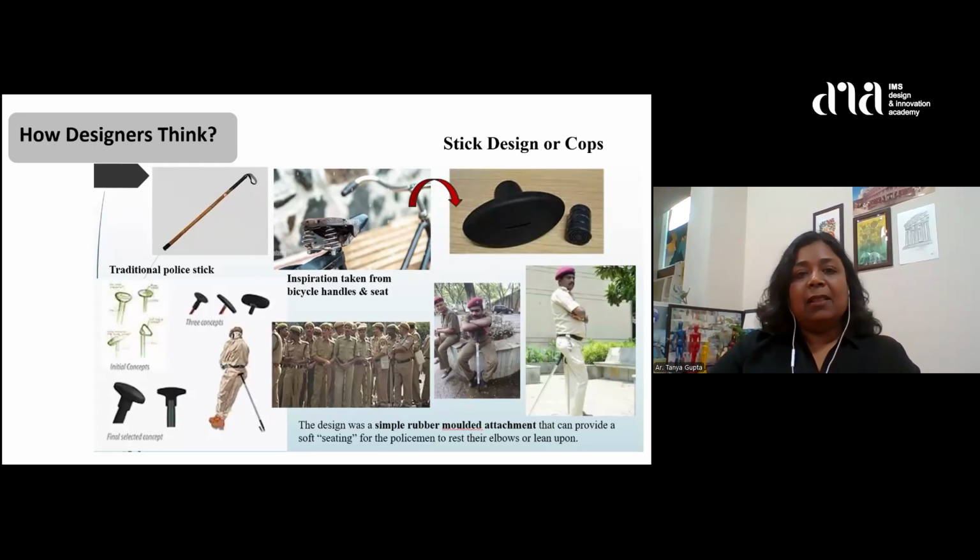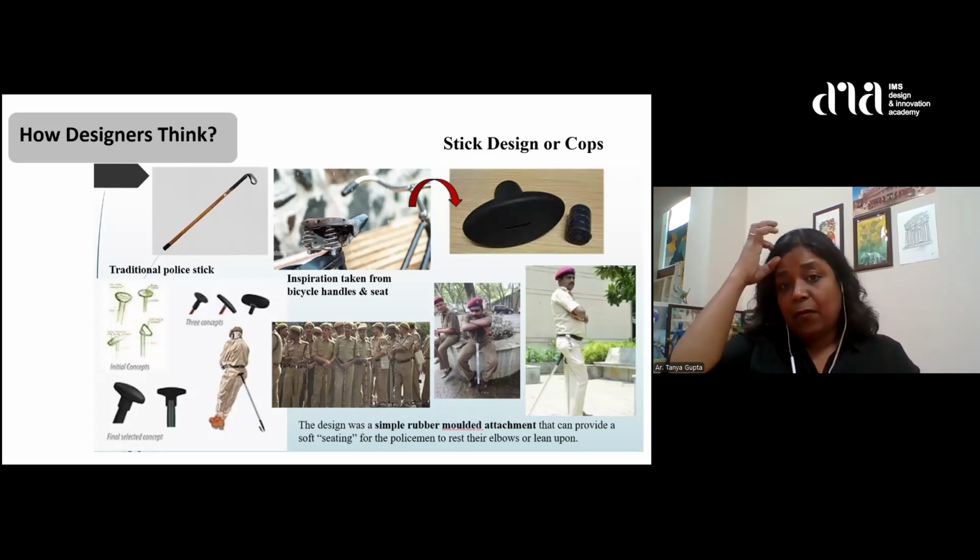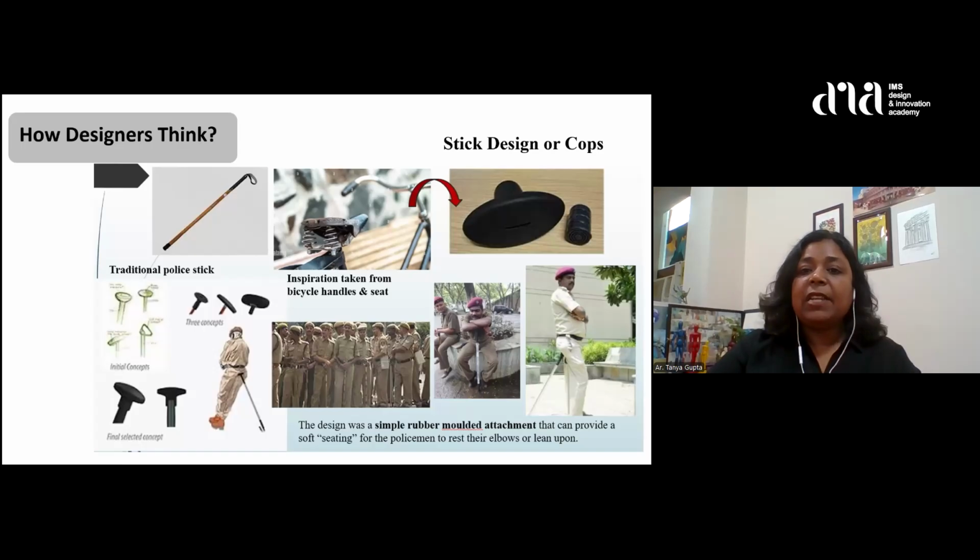And they cannot carry a chair with them all the time, or sit on a chair as their job demands. So that was the problem given to the designers of IIT Bombay: we want something which can be customizable with the stick, or the danda, that these cops carry, and which can also act as a small support or a small seat for them. So that was the problem given to the designers.